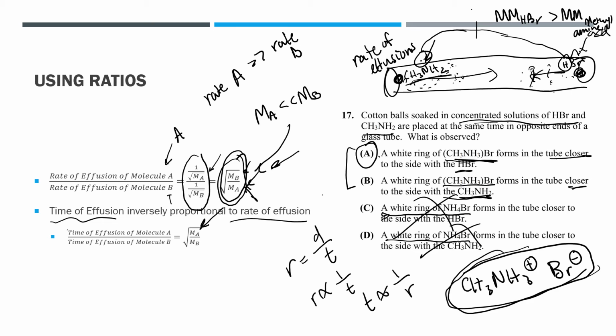A white ring of CH3NH3Br forms in the tube closer to the side with the HBr. Okay, so this is just an example of a question you could get, where you have to use your knowledge of rates of effusion. And it's pretty simple. You just think the heavier molecule is going to move slower. So where are they going to meet? They're going to meet closer to the heavier molecule.